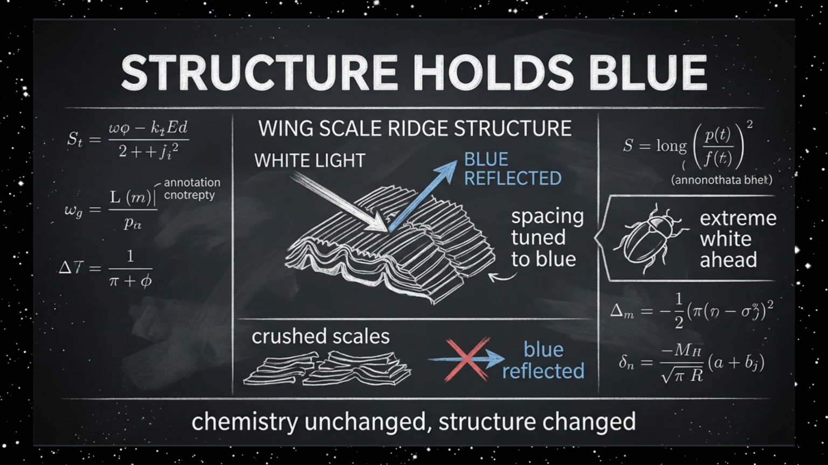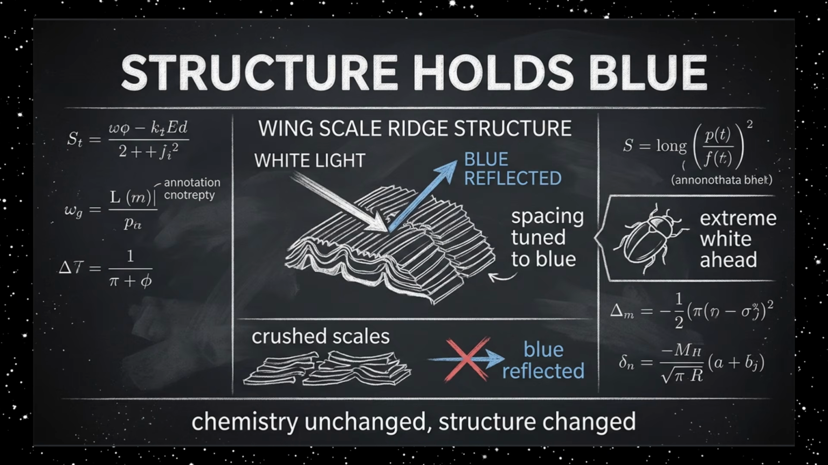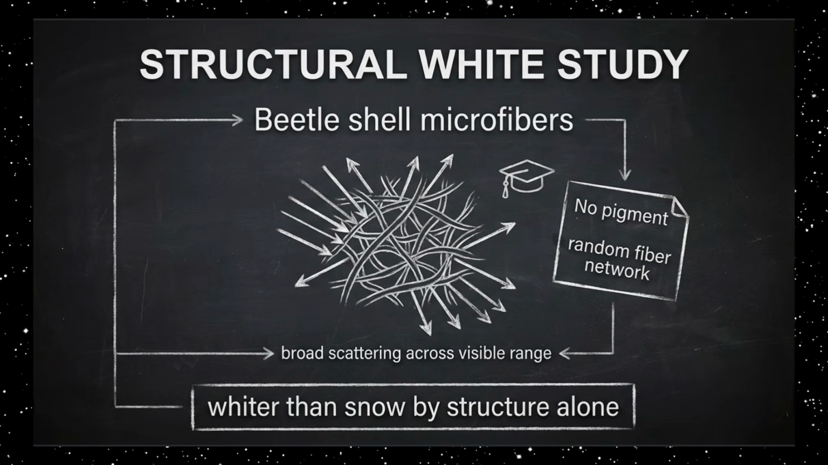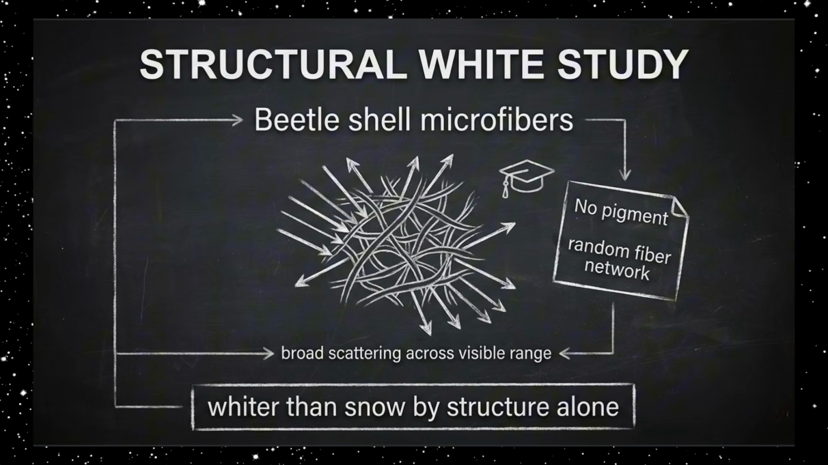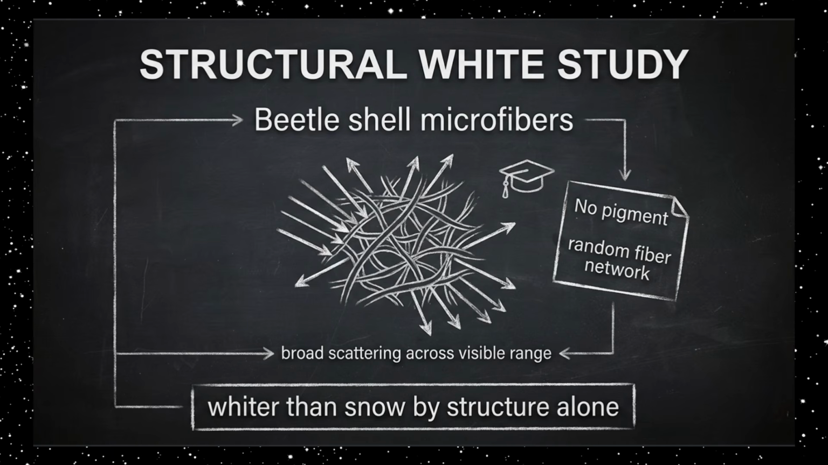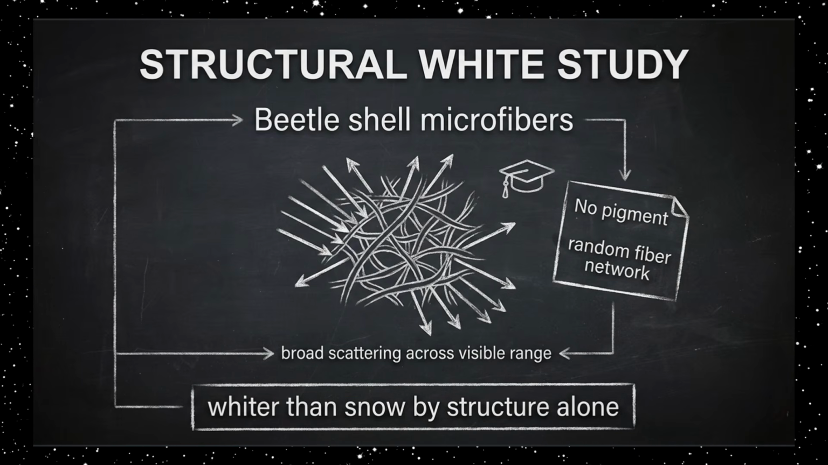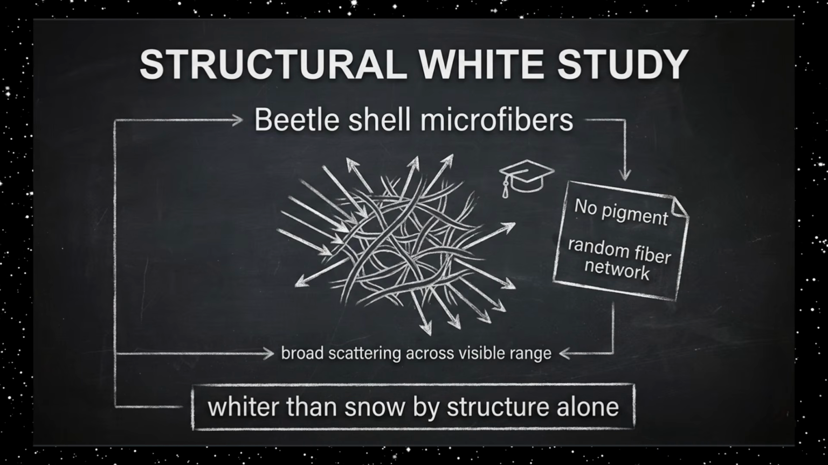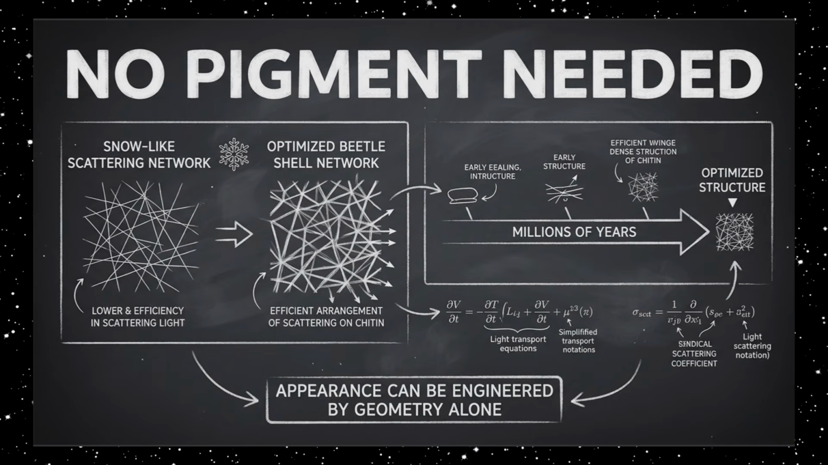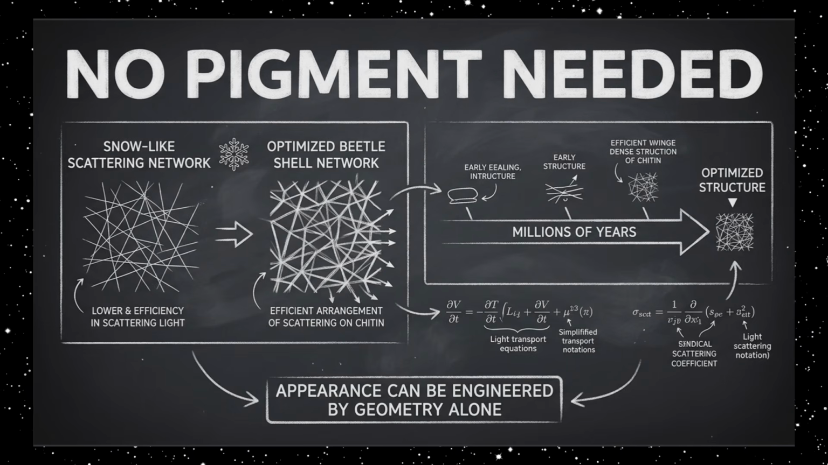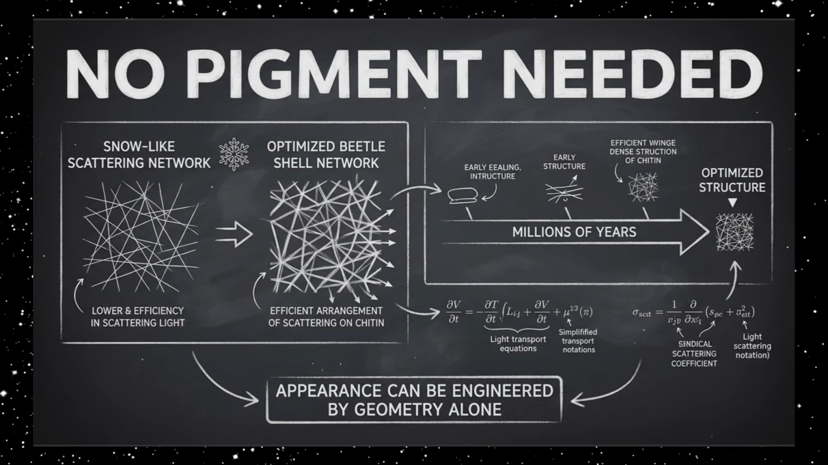There is a beetle in nature whose shell is whiter than any white you have ever seen, whiter even than fresh snow. And people have studied it carefully and they have found that it is a structural white. The beetle's shell has microscopic fibers arranged in a tangled random network, and that network scatters light at every wavelength. No pigment, no paint, just structure. Same trick as the snow, but optimized over millions of years of evolution to be even more efficient.